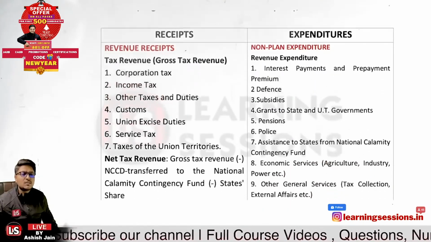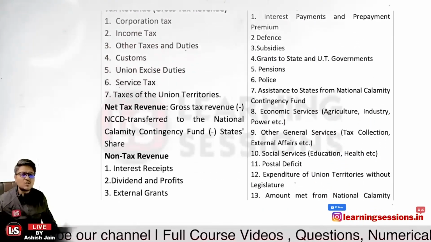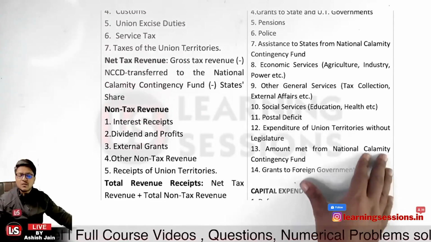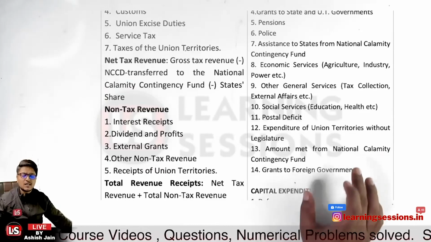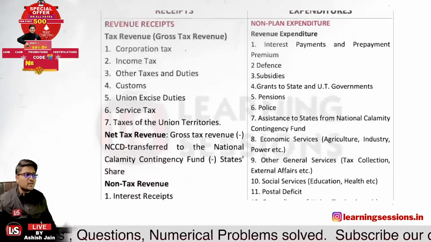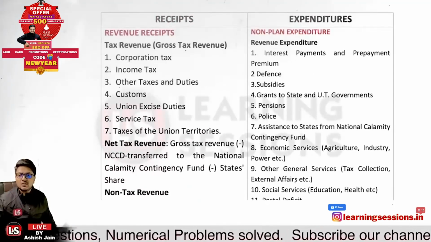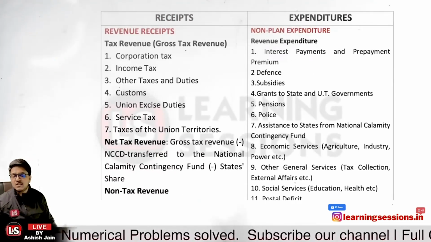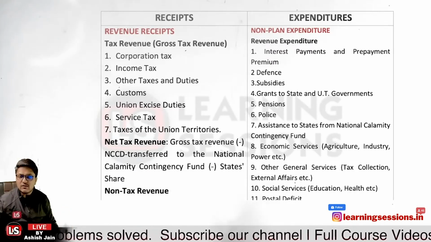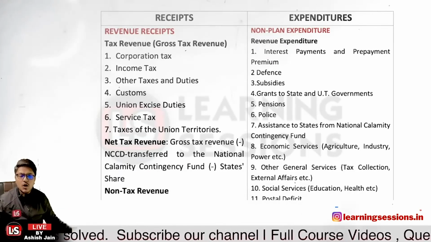And further the economic services or the other criteria mentioned over here, all these are related to what? All those are basically the types of the revenue expenditure. And we are covering it under what? We are covering it under the non-planned expenditure. This is not planned because these are not the schemes which have been formulated under the 5-year plan case. Okay, so that is why we have covered them under the non-planned expenditure.